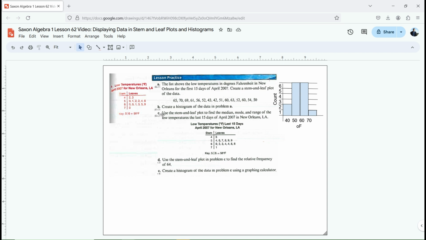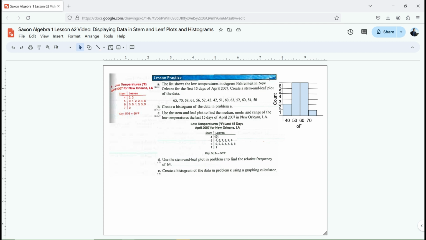Now, letter C, use the stem and leaf plot here. This is for the last 15 days to find the median, mode, and range of the low temperatures for the last 15 days of April. Well, okay, this is pretty easy because this is already in numerical order, least to greatest. So I'm going to just count how many data points I have here. 1, 2, 3, 4, 5, 6, 7, 8, 9, 10, 11, 12, 13, 14, 15.